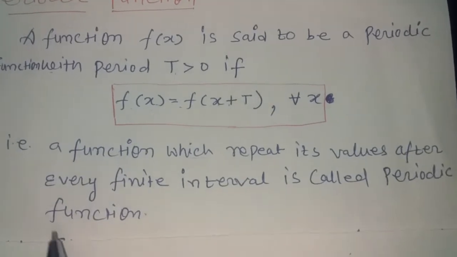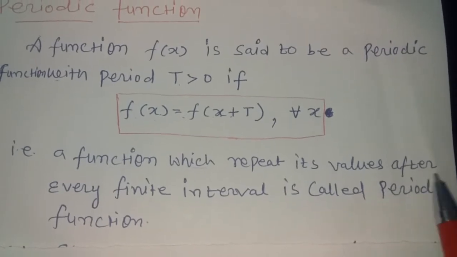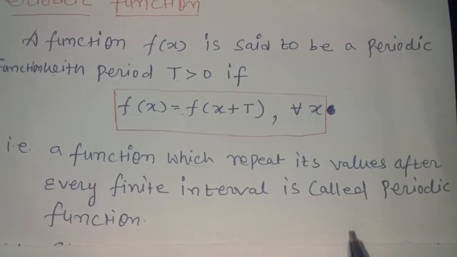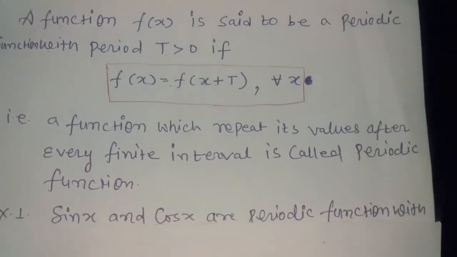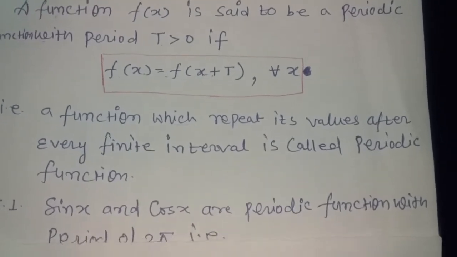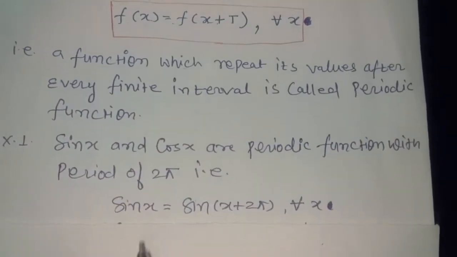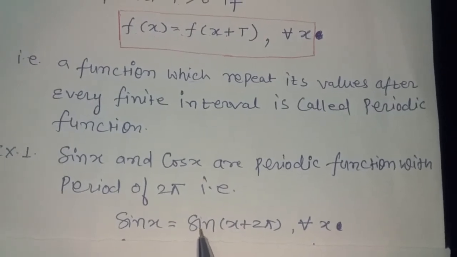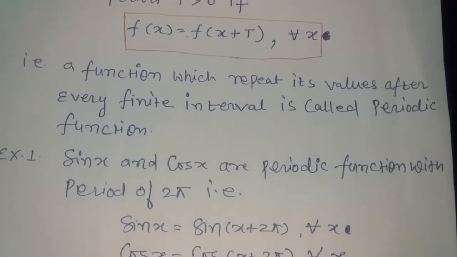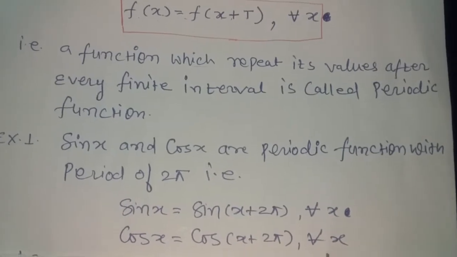In particular, a function which repeats its values after every finite interval is called a periodic function. For example, sin x and cos x are periodic functions with period of 2 pi. That is, sin x gives the same value as sin(x + 2 pi) for all x, and cos x gives the same value as cos(x + 2 pi) for all x.